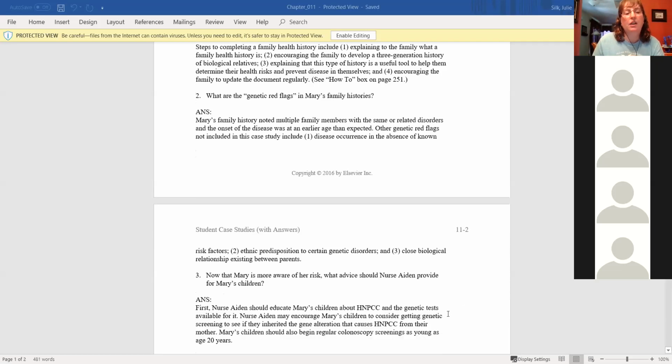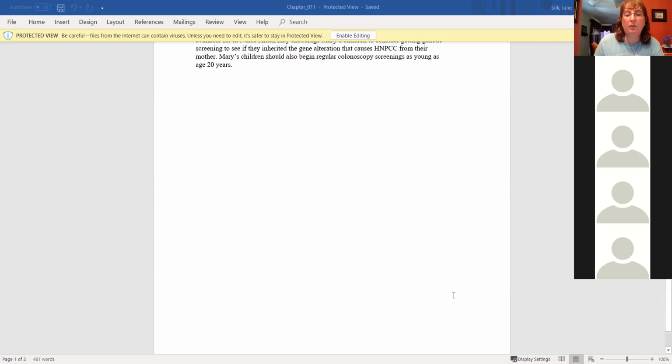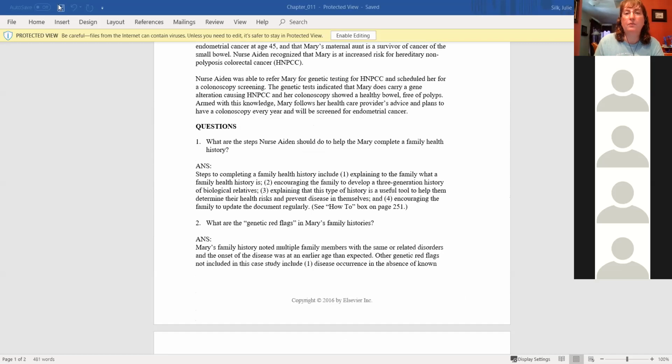So this is just saying you should educate the children about her specific issue, HNPCC, and the genetic tests available for it. You can encourage her children to consider getting genetic screening to see if they have inherited that gene as well. And then Mary's children should also begin regular colonoscopy screenings as young as age 20 because everyone gets it so early in their family. So that's that.